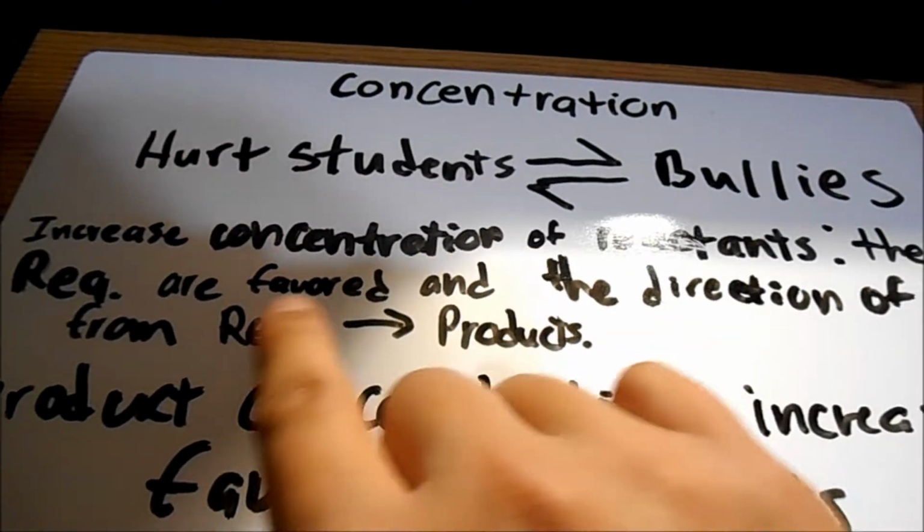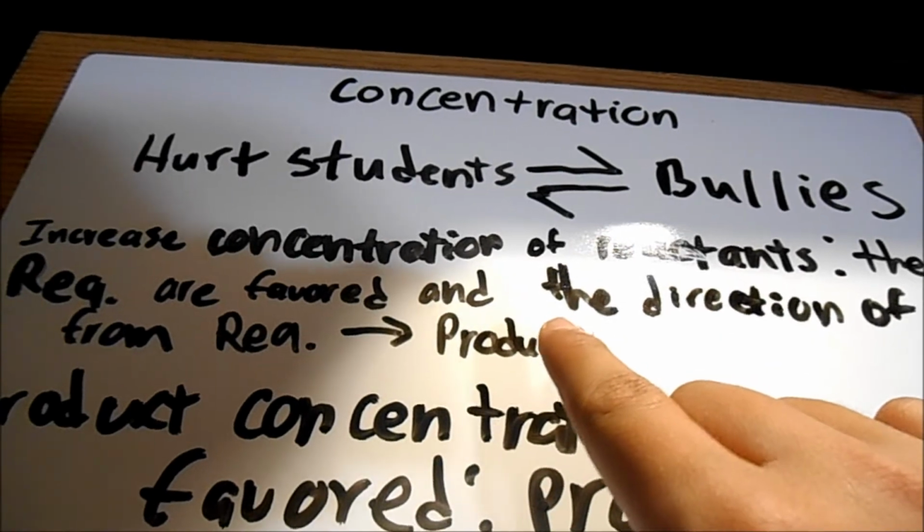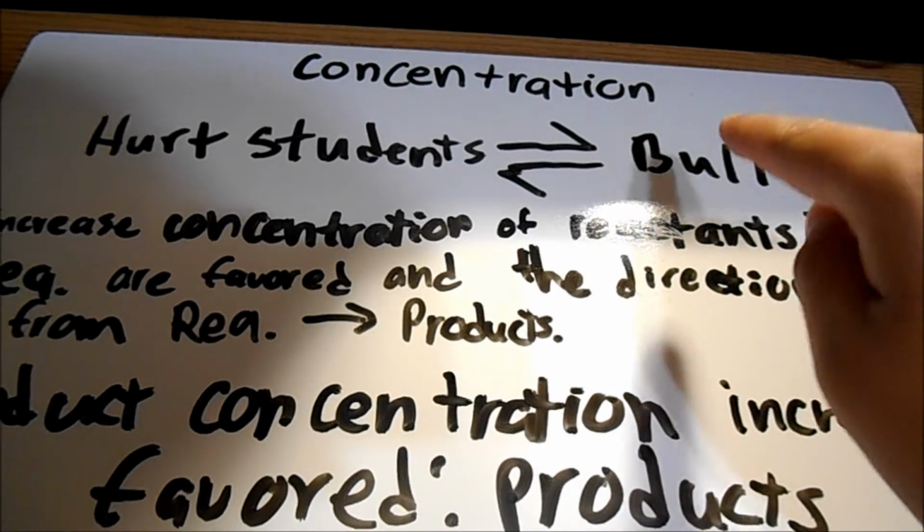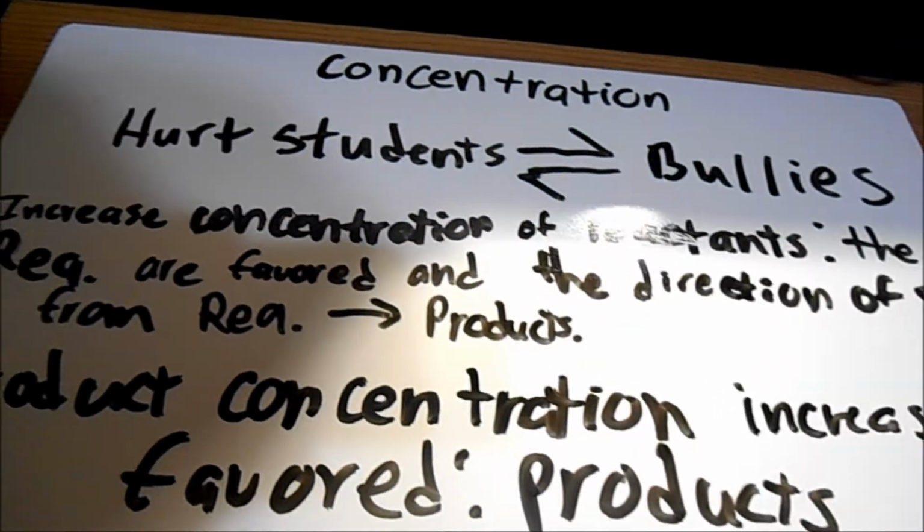When it comes to concentration, increasing the concentration of reactants, the reactants are favored and the direction of shift is from reactants to products. This rate is faster, whereas this rate is slower.